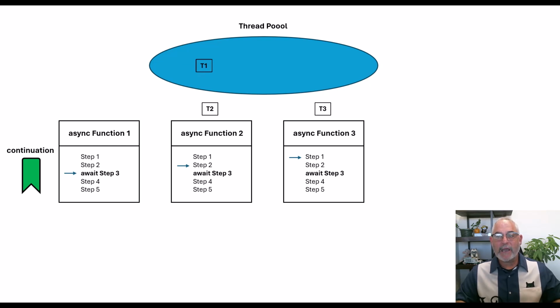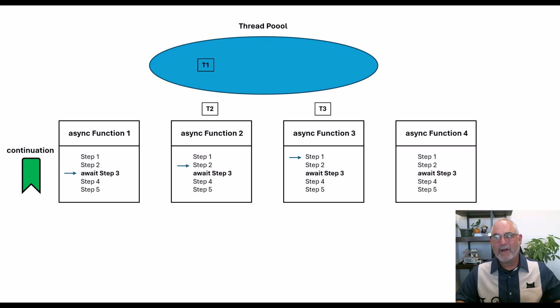And while it's waiting, thread 1 goes back to the thread pool. So function 1 is in this interesting state. It's kind of suspended, right? It's waiting for the result of step 3. It's got this continuation set, but it is no longer using the thread pool thread that it was using before. Now, when we need to start async function 4, we're in business because we can assign it thread 1. So async function 4 gets thread 1 and it gets started.